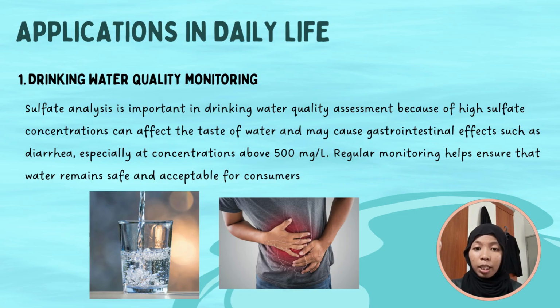There are many applications in daily life of the determination of sulfate ions in water. The first one is drinking water quality monitoring. Sulfate analysis is important in drinking water quality assessments because high sulfate concentrations can affect the taste of water and may cause gastrointestinal effects such as diarrhea, especially at concentrations above 500 mg per L. Regular monitoring helps ensure that water remains safe and acceptable for consumers.